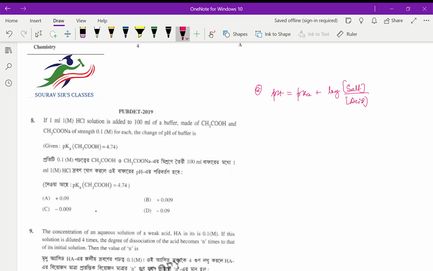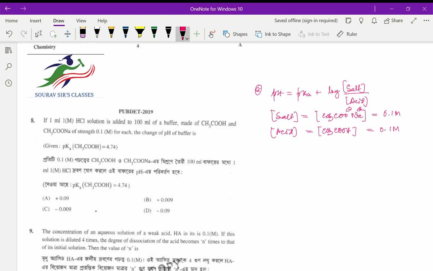Okay. Now, what is the concentration of the salt that has been given to us? Which is nothing but CH3COONa, isn't it? And that is equal to 0.1 M. What is that of the acid that is given to us? That is CH3COOH. That too is 0.1 M.